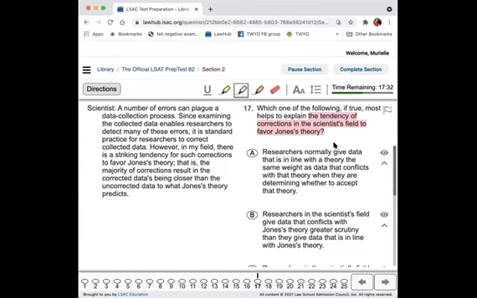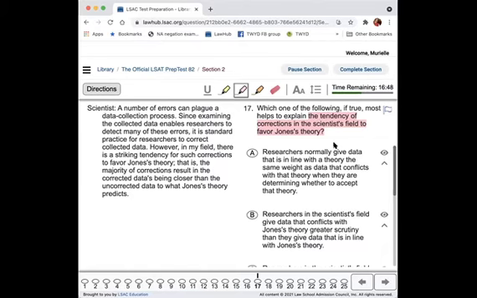So A, researchers normally give data that is in line with a theory the same weight as data that conflicts with that theory when they are determining whether to accept that theory. So here it's talking about the weight that they give data that is in line versus that's not in line, and trying to decide whether or not they're going to accept the theory. We already know what's happening to the data when the corrections are happening in the data collection process.